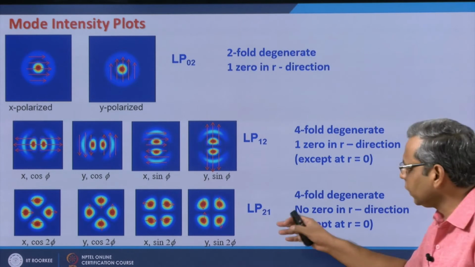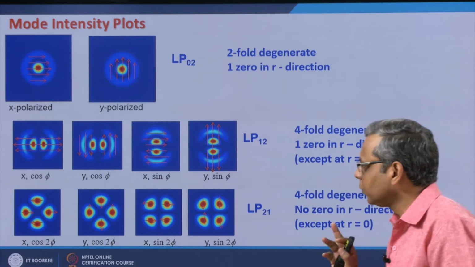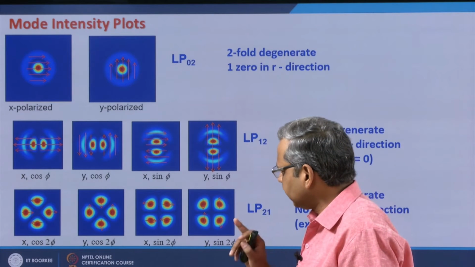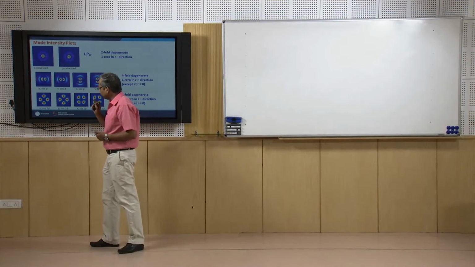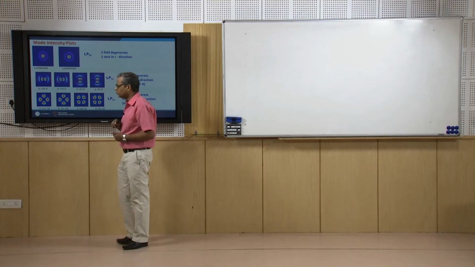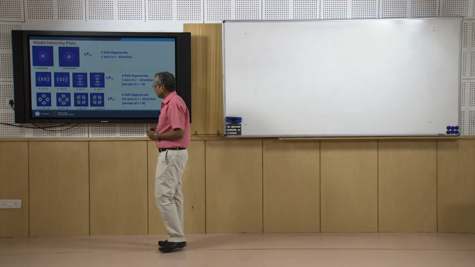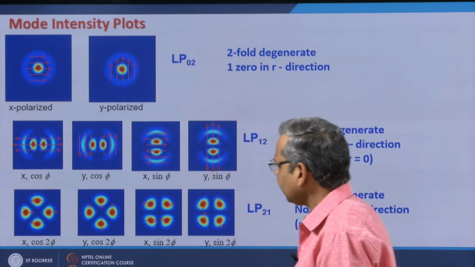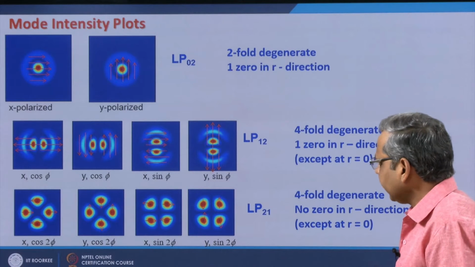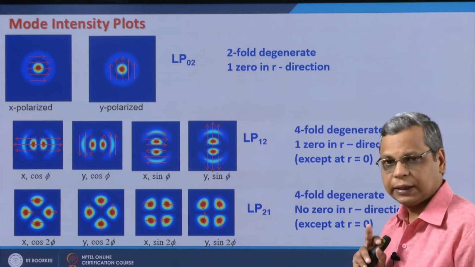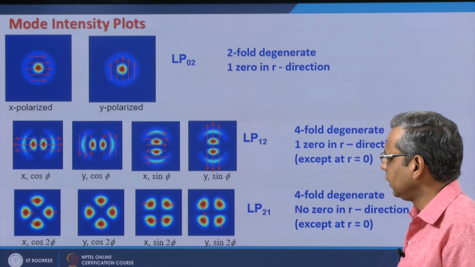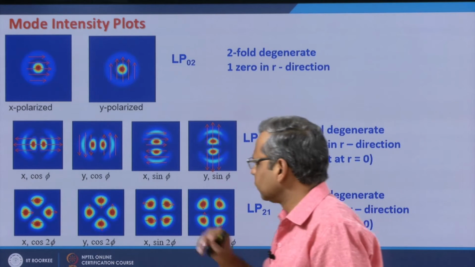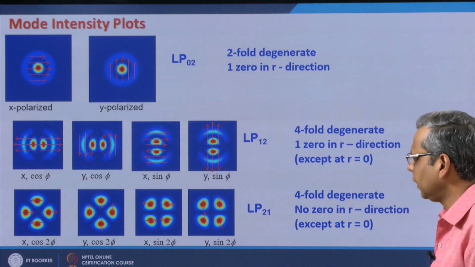This is the LP21 mode. Now, in the LP21 mode, because L is equal to 2, the phi solutions are cosine 2 phi and sine 2 phi, and they will have 4 zeros in the phi direction that you can see here, and in the r direction there would not be any 0 except at r equal to 0. So, this is how the modal fields would look for even and odd modes.